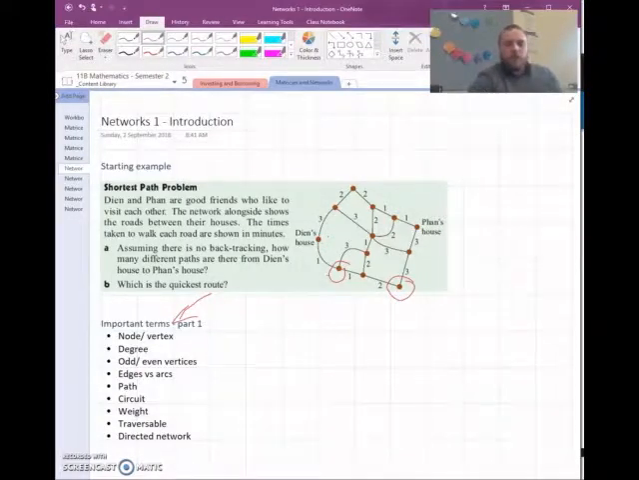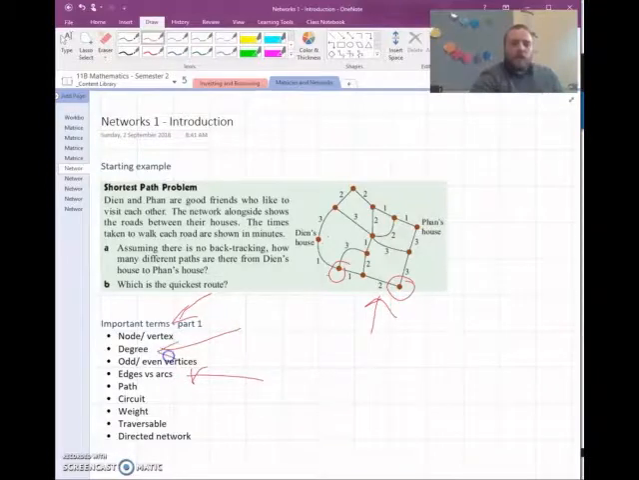Okay, second one. I know it's out of order. Those of you with OCD, just try and relax. Edges are the connections between nodes. So, for example, just here, this is an edge. Arcs I'll come to in a moment.